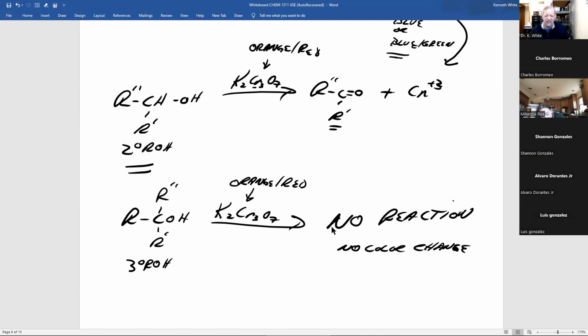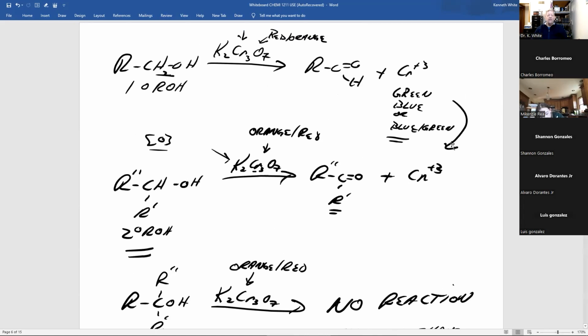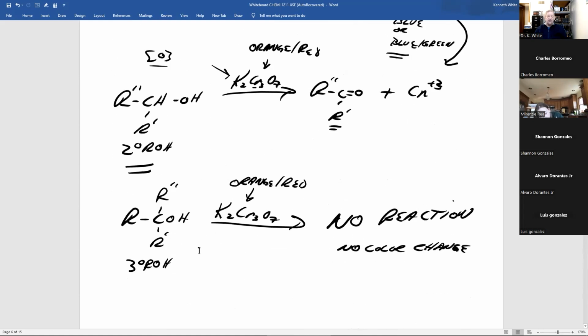Now, on a test, I don't give the reagent. I use bracket, close bracket for that and other oxidizing reagents of alcohols. But for this lab, primary alcohol will give you a blue-green color. Secondary alcohol will give you a blue-green color. Tertiary alcohol, no color change. And this helps identify one type of alcohol from the other.